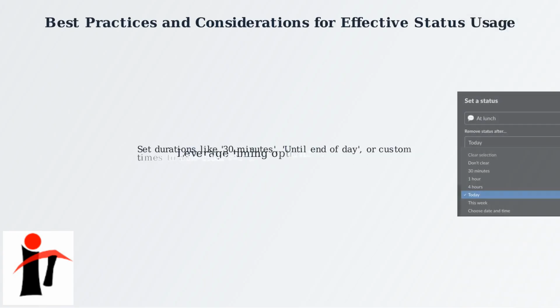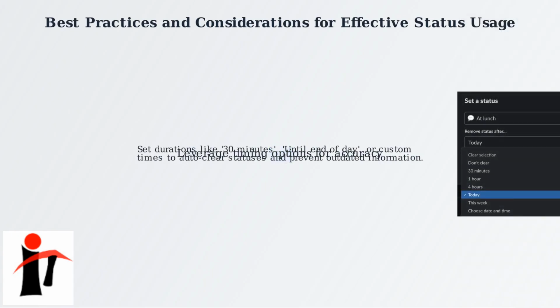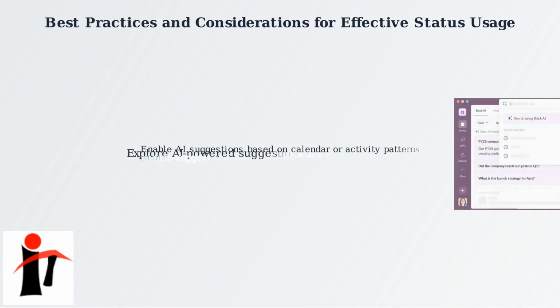Leverage timing options to ensure your status remains accurate. Set specific durations such as 30 minutes, 1 hour, or until end of day to automatically clear statuses, preventing outdated information that could confuse colleagues. Explore AI-powered suggestions for hands-free updates. Slack's integration with Einstein AI can auto-suggest statuses based on your calendar or activity patterns, such as "in a meeting" or "on vacation," reducing manual inputs by up to 40% for frequent users.